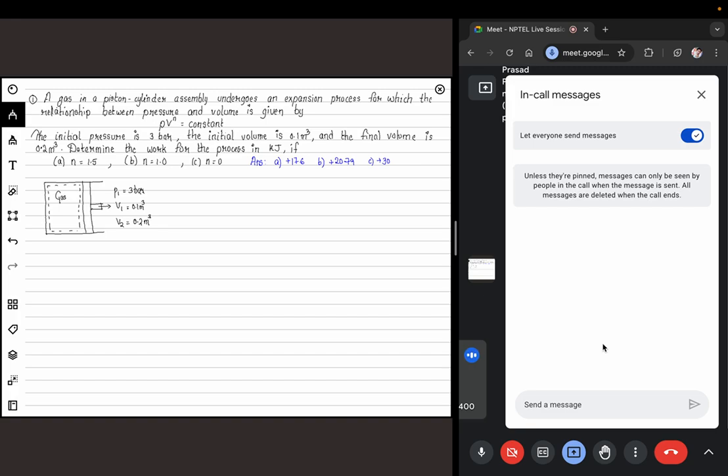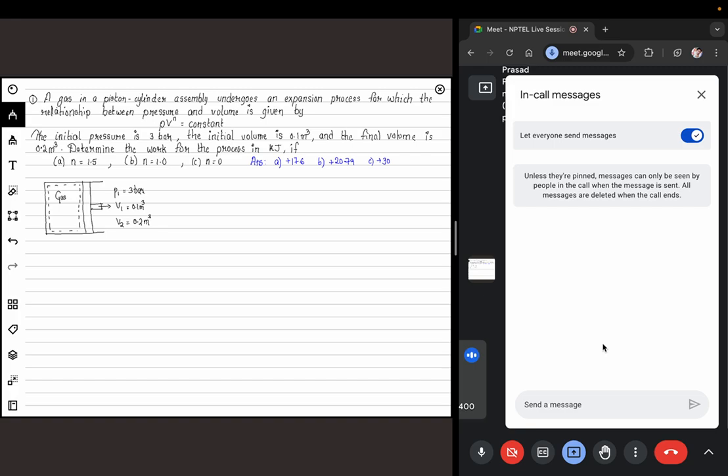So the first question asks you, there is a piston cylinder arrangement shown in the figure. This is the piston and there is a gas inside the cylinder. I'm considering the dotted line here. Inside the dotted line is my particular system and the dotted line is my system boundary. It says that this particular process undergoes an expansion such that PV^n equals constant. This is what we call a polytropic process where n can be some constant.